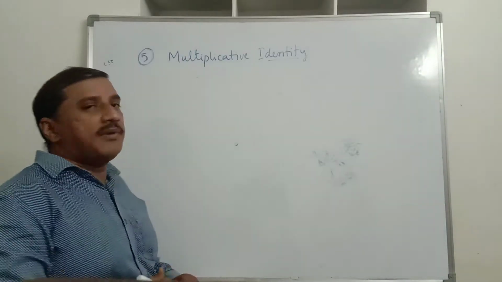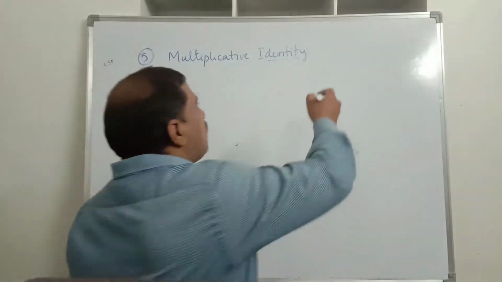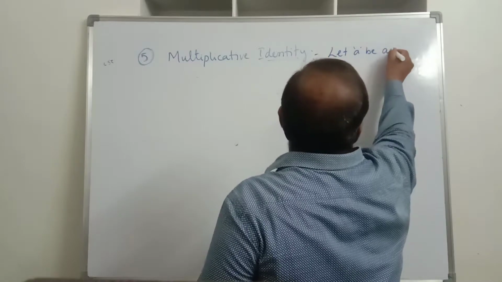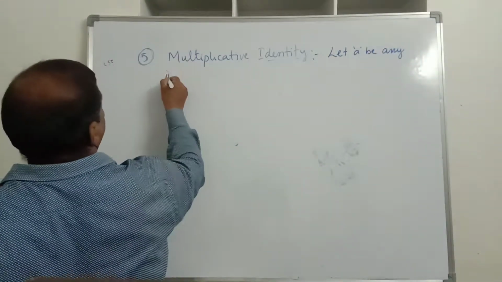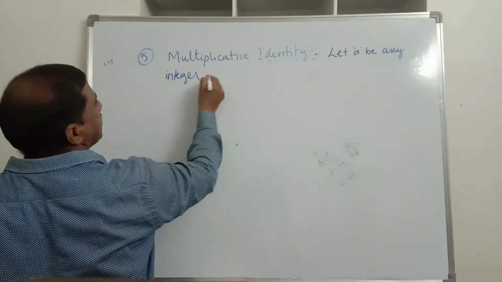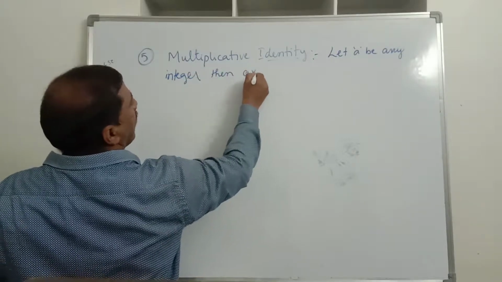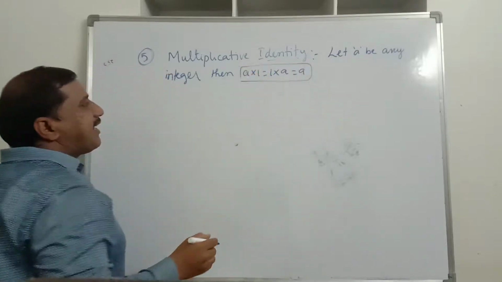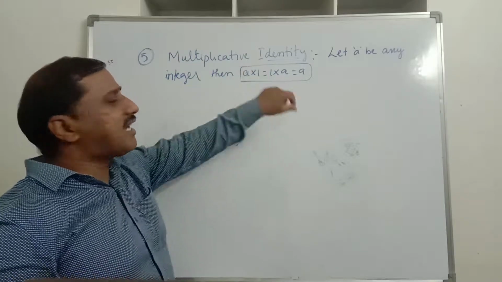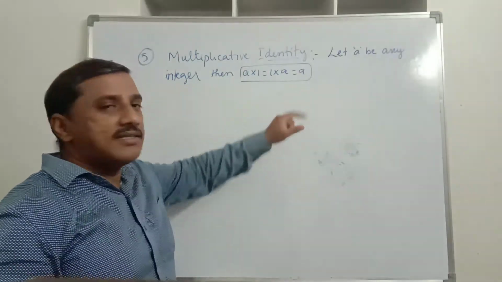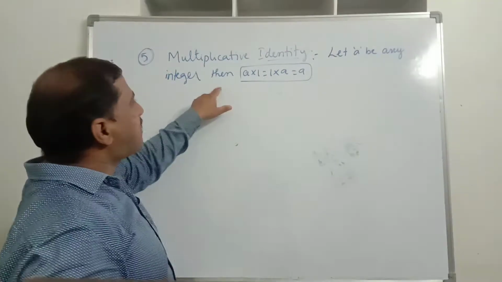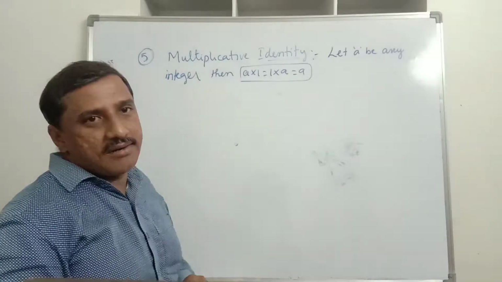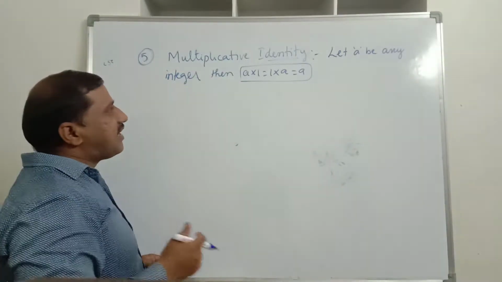Now we will discuss one more property, the multiplicative identity. It states that let A be any integer, then A into 1 is equal to 1 into A, which is equal to A. So when we multiply any integer with 1, or 1 is multiplied with any integer, the product is the same integer. This property is known as multiplicative identity, or multiplication by 1.